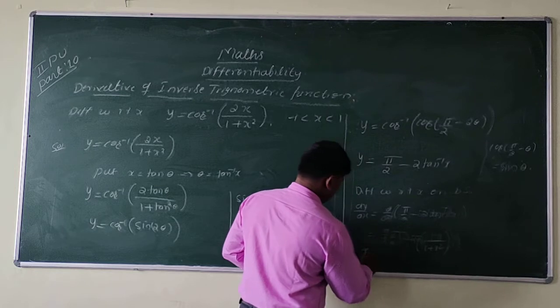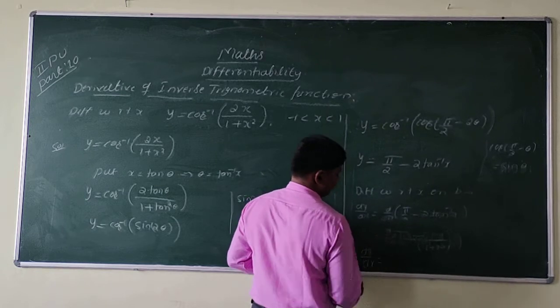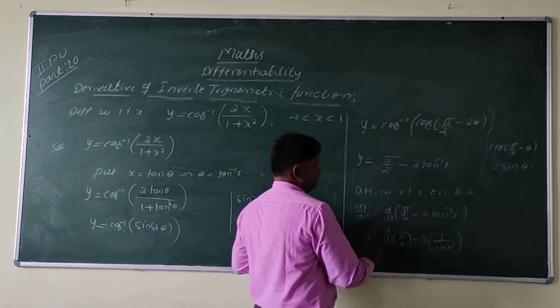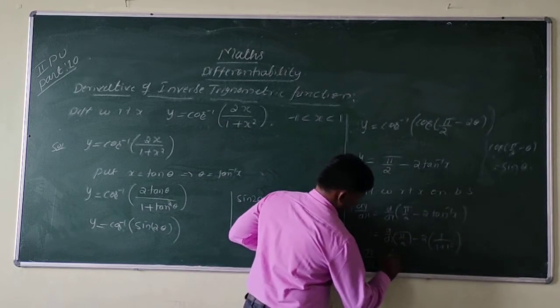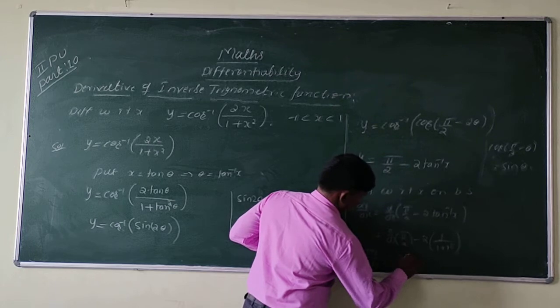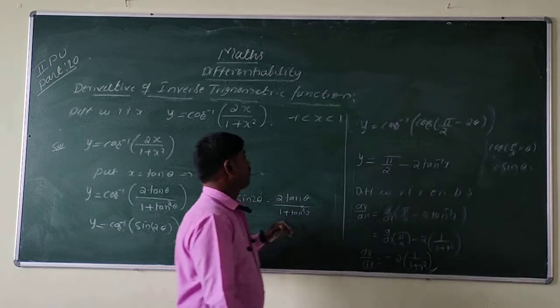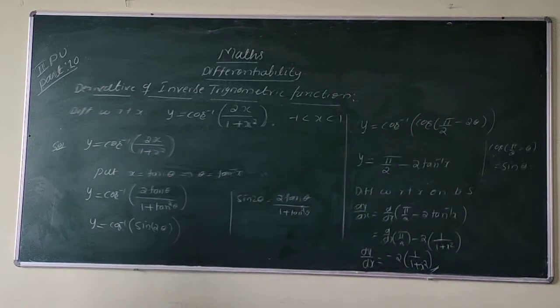So dy by dx is equal to dy by dx of the function. The differentiation of a constant, pi by 2, is 0. We are left with minus 2 into 1 by 1 plus x square. So this is the derivative of the given function. Okay, now.